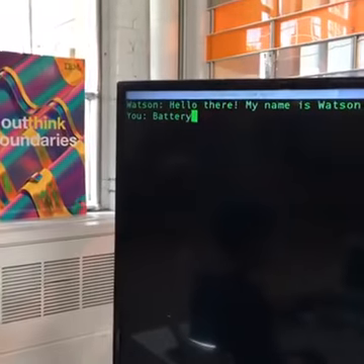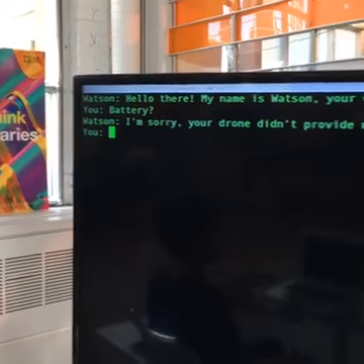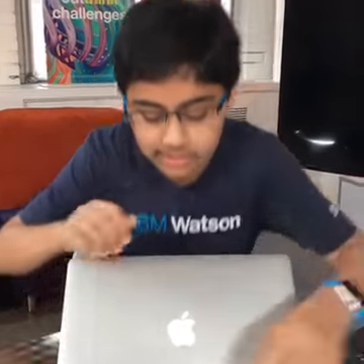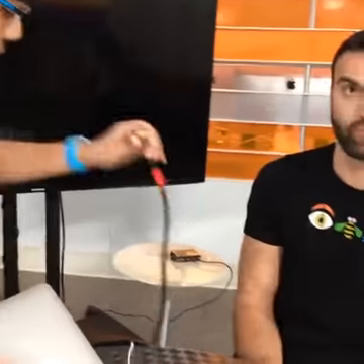Now let's start by asking it about battery information. If I begin here, I'm going to ask it for battery. And it says, "I'm sorry, your drone didn't provide me with this information yet." Sometimes when it's not able to connect to the special device that I have here, it just says, "Sorry, I wasn't able to get this information yet."